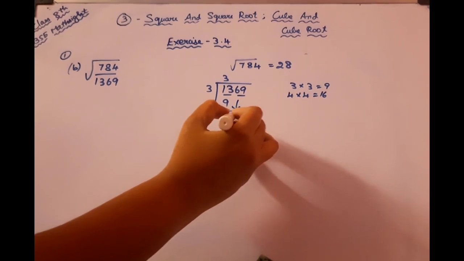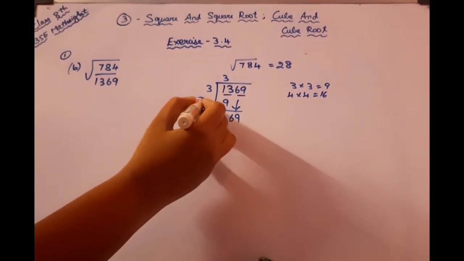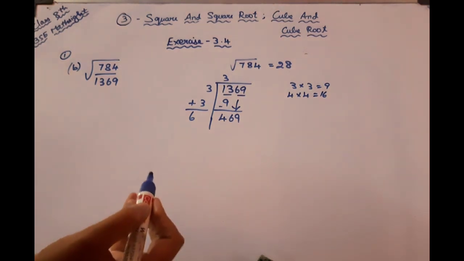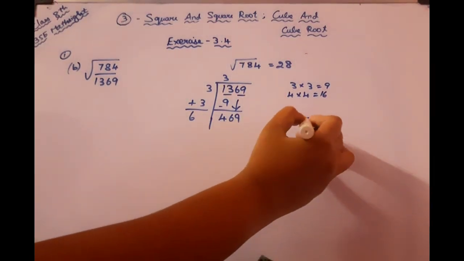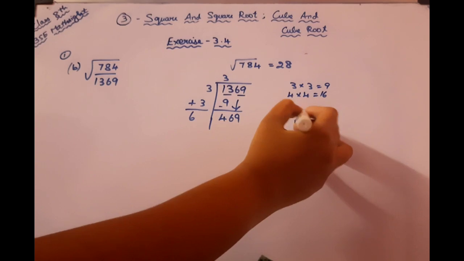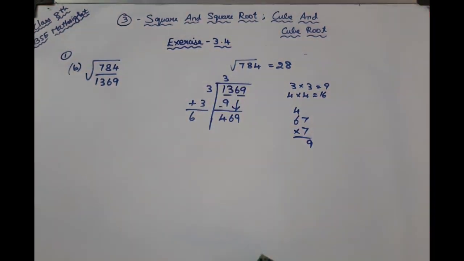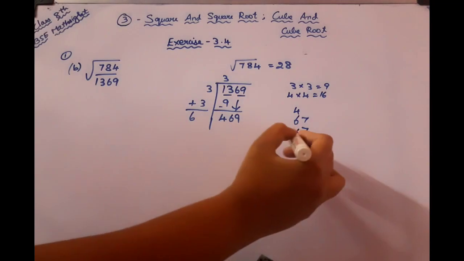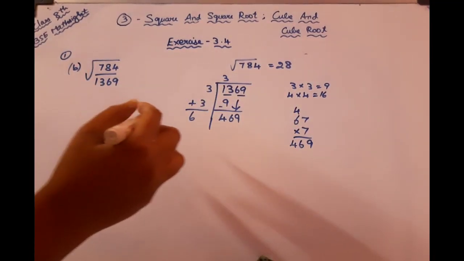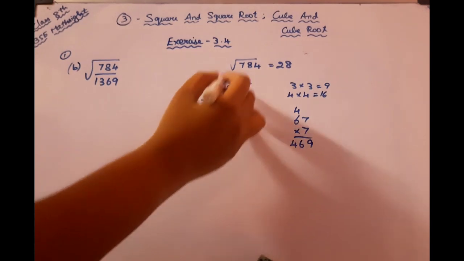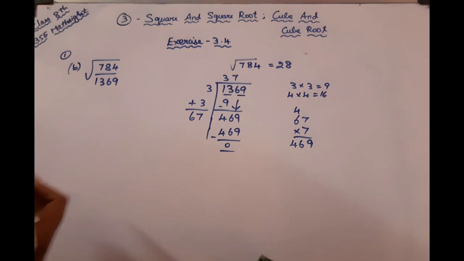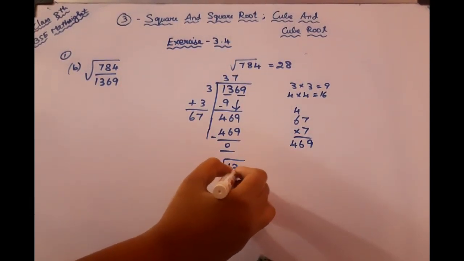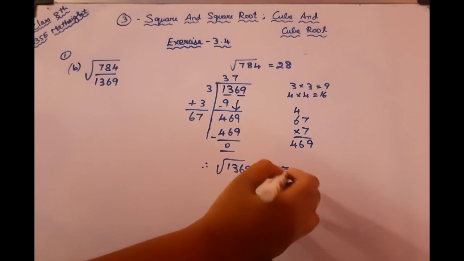Next we bring 69 down. Here we add 3 plus 3, 6 as the divisor. Now we have to select the next number which gives a value nearer to 469. So we can try 67 into 7. 7 sevens are 49. 7 sixes are 42 plus 4, 46. So we can write 7. 67 into 7 is 469. When we subtract we get 0. Therefore the square root of 1369 is nothing but 37.